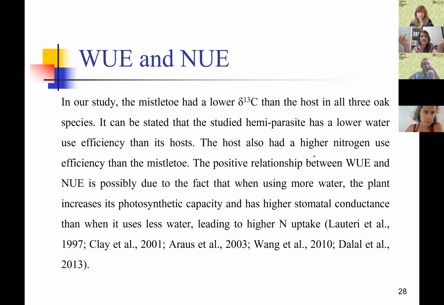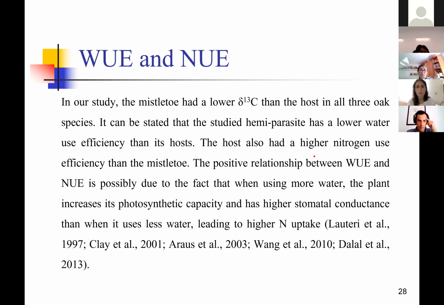oak species. It can be stated that the studied hemi-parasite has a lower water use efficiency than its host. The host also had a higher nitrogen use efficiency than the mistletoe. The positive relationship between water use efficiency and nitrogen use efficiency is possibly due to the fact that when using more water, the plant increases its photosynthetic capacity and has higher stomatal conductance than when it uses less water, leading to higher nitrogen uptake.